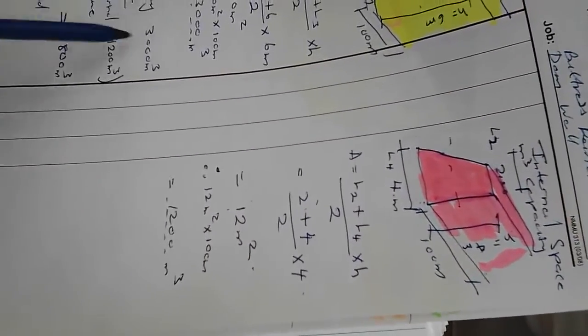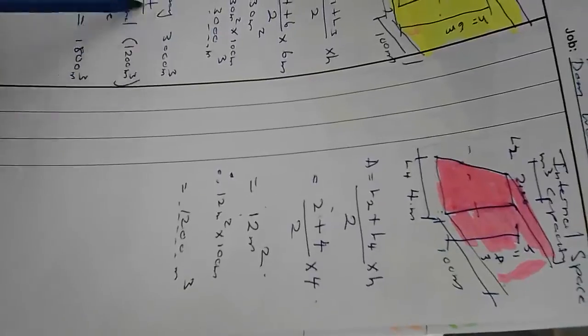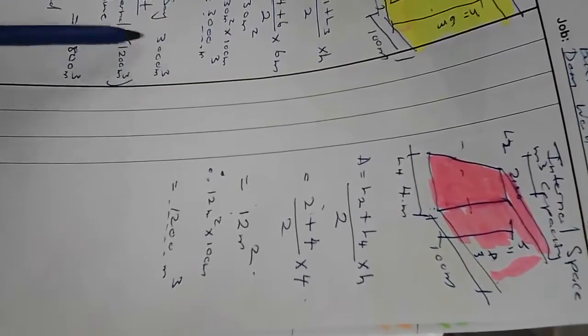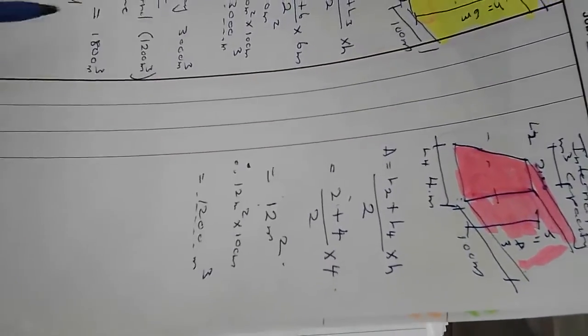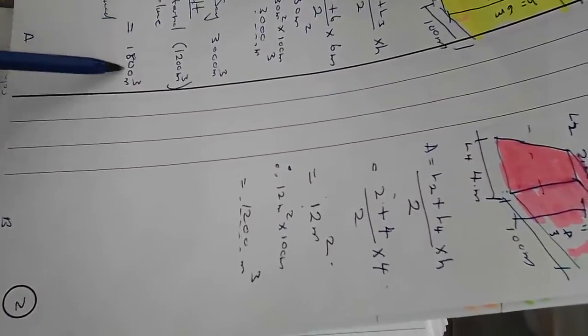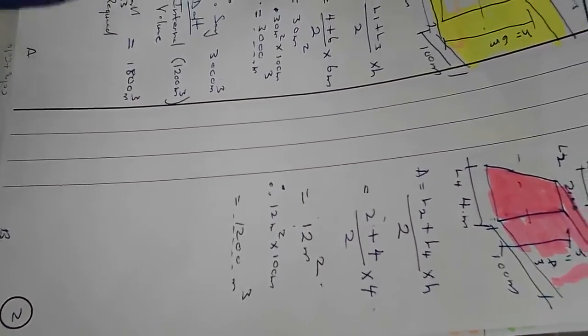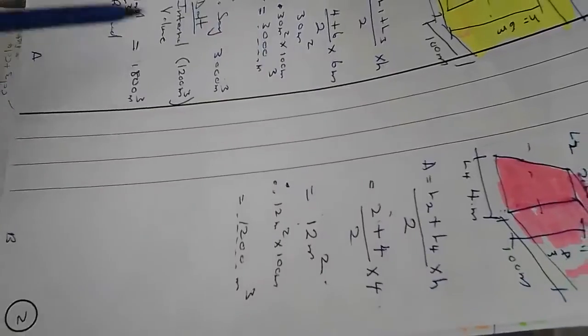Okay. So that's where we get that we should deduct the internal volume. So we say 3,000 cubic meters minus 1,200 cubic meters. That gives us 1,800 cubic meters of concrete. That is for walls and floors.